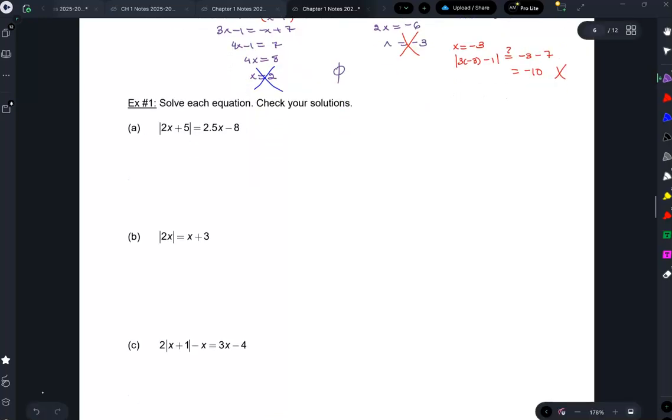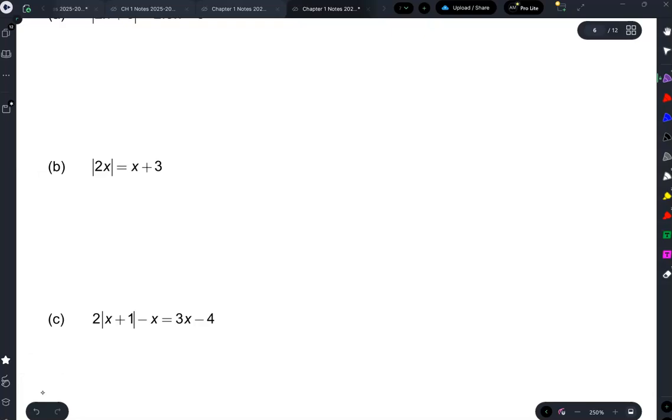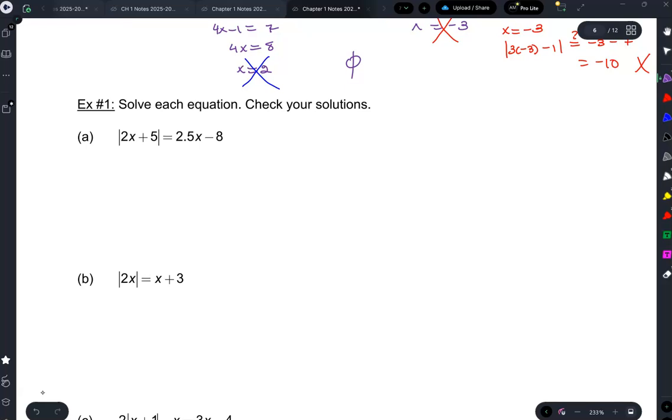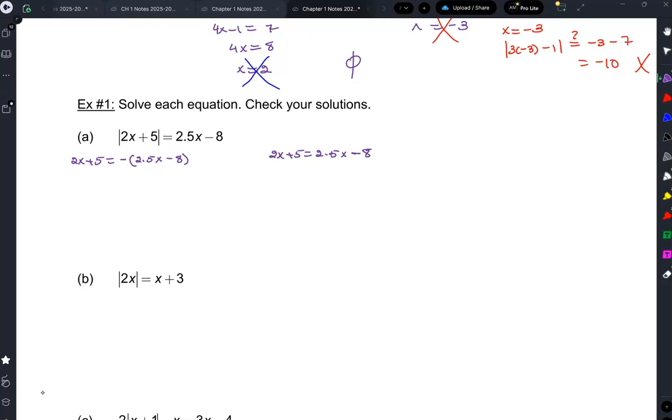Okay, this one. Is the absolute value alone on its side of the equation? Yeah, that means we can split. So let's split. So 2x plus 5 equals the negative of the other side. 2x plus 5 equals the positive of the other side. Okay? So negative of the other side, positive of the other side. Okay, so now 2x plus 5.